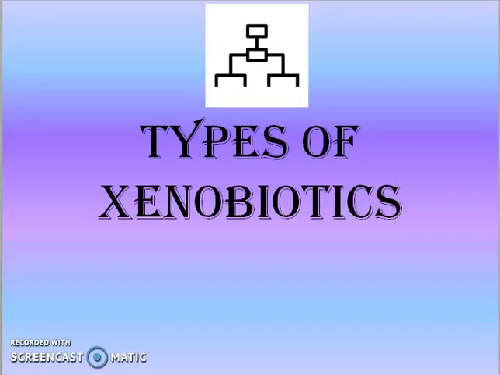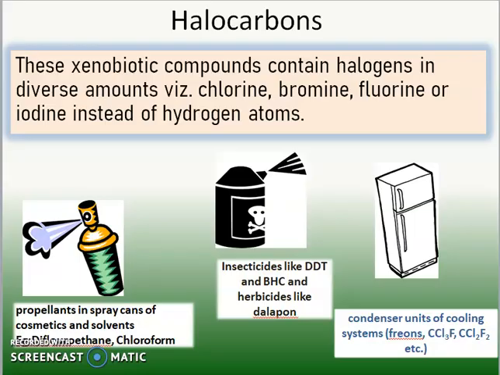Now we will discuss the different types of xenobiotic compounds. They can be classified or categorized into different types. The first type is halocarbons. These are xenobiotic compounds that contain halogens in diverse amounts, that is chlorine, bromine, fluorine or iodine, instead of hydrogen atoms. They find their application in various ways such as propellants in spray cans of cosmetics, paints, etc.